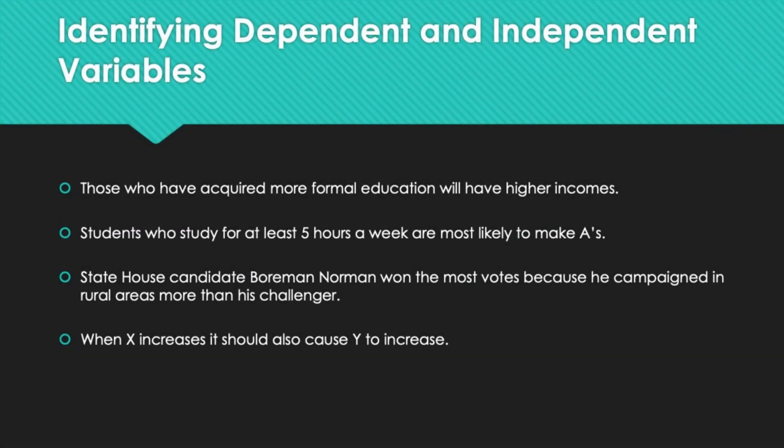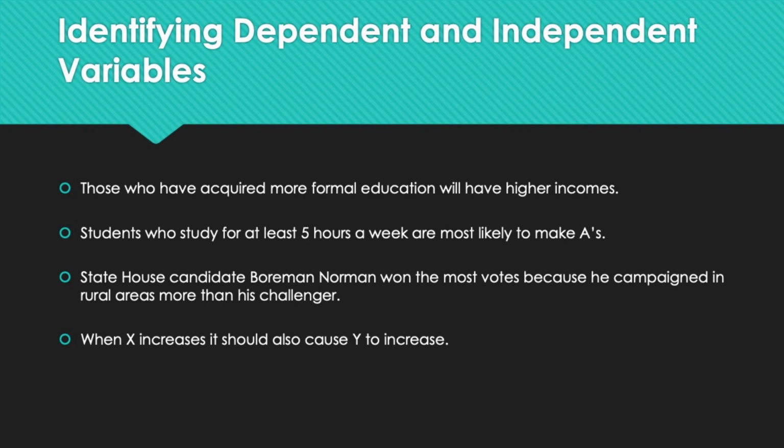So first, those who have acquired more formal education will have higher incomes. So let's start with the independent variable here. When reading through these type of questions, first ask yourself, what is causing a change? Okay, that's going to help you identify your independent variable. What is causing the change? So go ahead and pause the video for a moment. You can pause after I introduce each statement, and I want you to see if you can get it right. Which one is the independent variable and which one is the dependent variable?